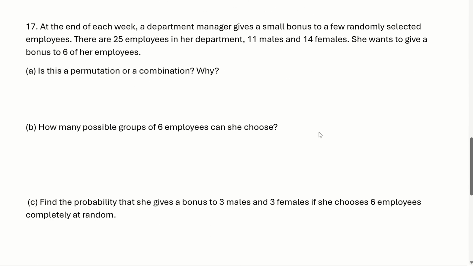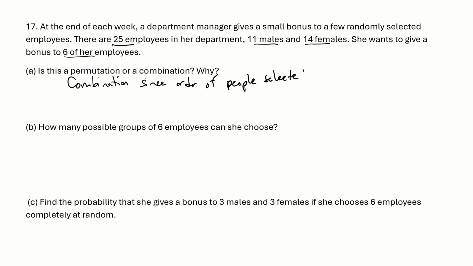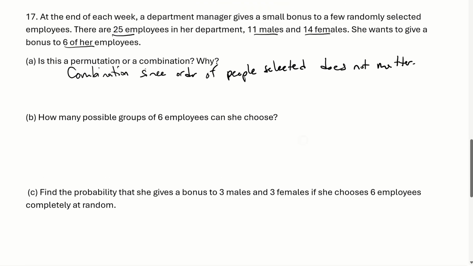And then number 17, at the end of each week, a department manager gives a small bonus to a few randomly selected employees. There are 25 employees in the department, 11 males and 14 females. She wants to give a bonus to 6 of her employees. Is this a permutation or combination? All right, so it's a combination since order of people selected does not matter. All right, how many possible groups of 6 employees can she choose?